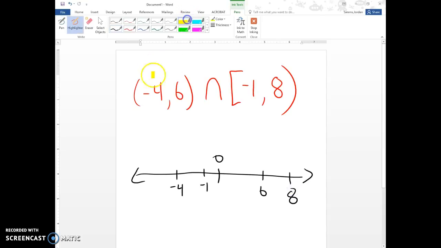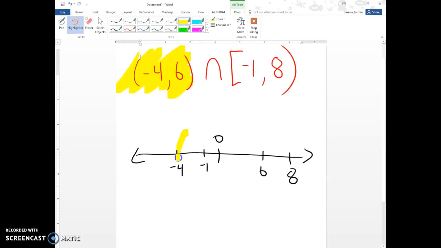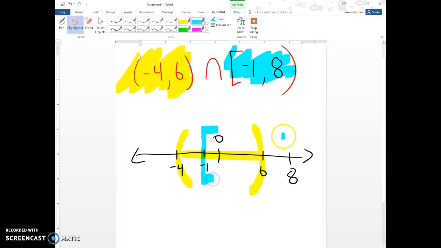So let's graph out these. I'll use colors for this just to show you. The interval from -4 to 6 is right here. It's going to run to 6, just like that. And then I'll use blue for this guy. This is going to be a hard bracket on -1, and that's going to be a hard bracket on 8. Sorry, I wrote that one down. That should be a hard bracket right there. Okay?